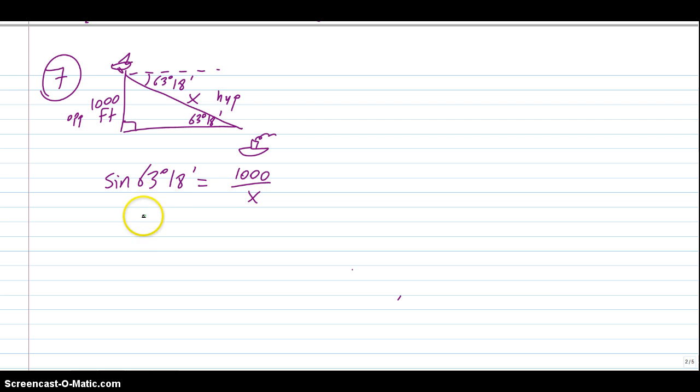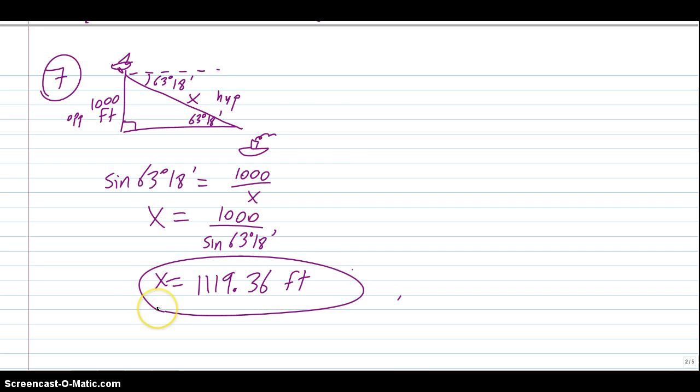One cool trick with proportions, I can actually switch what's on the top of one side with what's on the bottom of another. That'll get my x out of the denominator, and then all I have to do is type that in my calculator. So x is going to equal 1,000 divided by the sine of 63 degrees 18 minutes. And you get roughly 1,119.36 feet. Again, these story problems, don't freak out about them. Just draw a picture. It's going to be triangles.